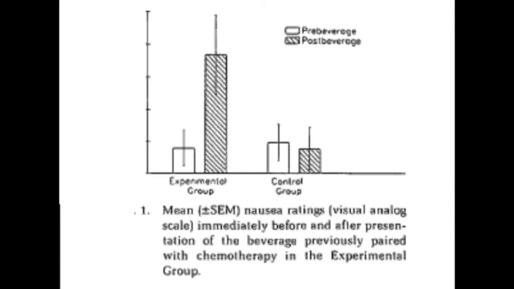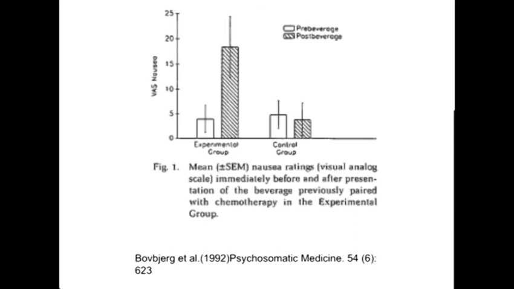On the right, you can see the experimental group and the control group responses. You can see their ratings of nausea. The experimental group, before they had their drink, which is the white bars, showed very little nausea. But after they were given the drink, they showed a lot of nausea. So the experimental group, those that had the novel drink before the chemotherapy, are showing a large nausea response to that drink. This demonstrates that it's plausible that Pavlovian conditioning is responsible for the anticipatory nausea and vomiting. The control group, who simply had the drink at a different time from the chemotherapy, do not acquire that nausea response to the drink.